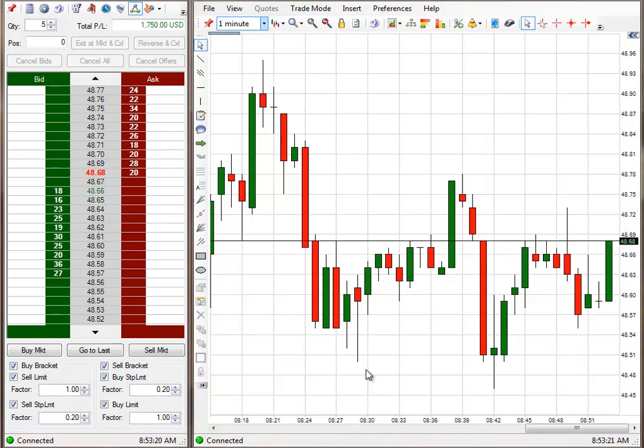Okay, it is a clear signal to go long. It's a code one entry to go long here. What I'm going to do is wait and see what it does and look for another entry to go short.